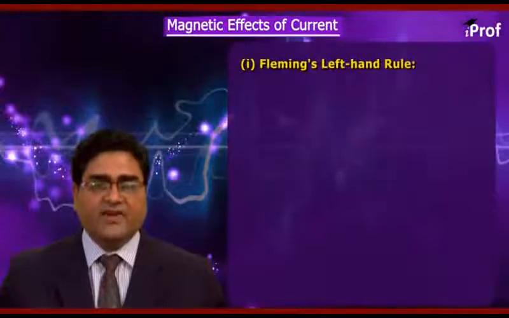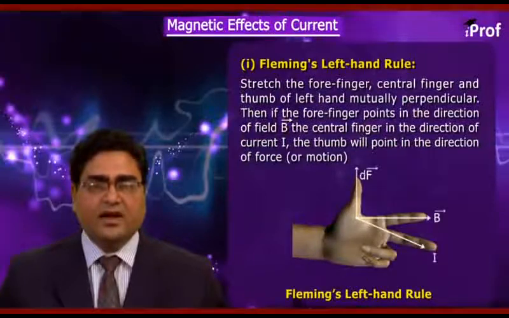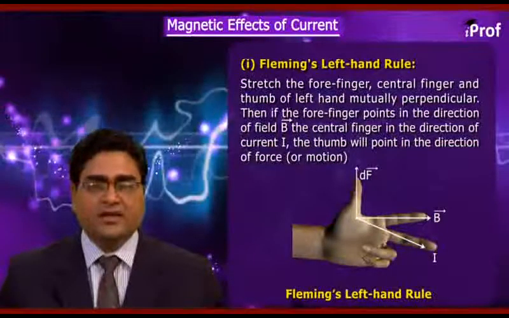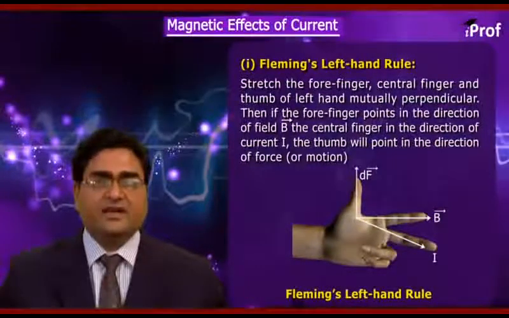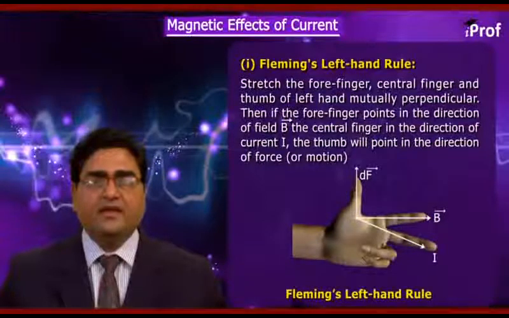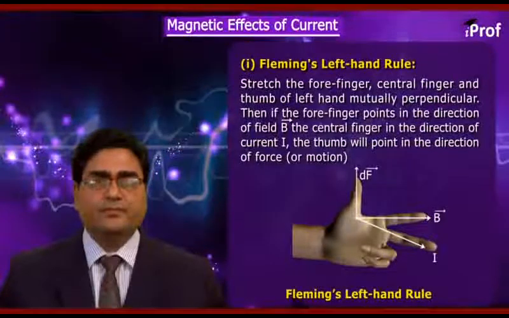First, Fleming's left hand rule states: the forefinger, central finger and thumb of left hand are mutually perpendicular. Then, if the forefinger points in the direction of field B vector, the central finger in the direction of current I, the thumb will point in the direction of force or motion, as shown in figure A.